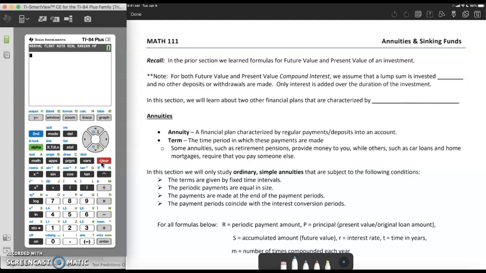In this section, we are going to talk about what we call annuities and sinking funds. As a reminder, in the prior section, we learned formulas for both the future and the present value of an investment. Both of those were for what we call compound interest. And what you will notice is that on all of those, we assumed that some lump sum was invested once, and no other deposits or withdrawals were made, and only interest was added over the duration of the investment.